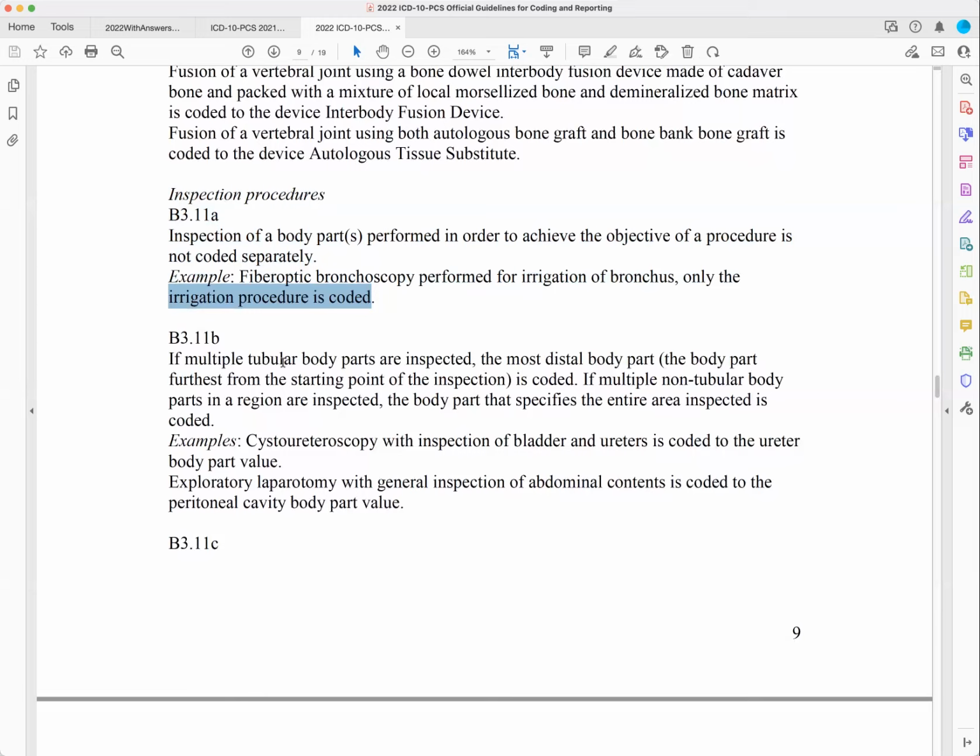So the examples we have here, a cystourethroscopy with inspection of the bladder and the ureters is coded to the ureter body part value because that's the furthest location. An exploratory laparotomy with a general inspection of all of the abdominal contents is coded to the peritoneal cavity body part because it's the general region that they're inspecting.